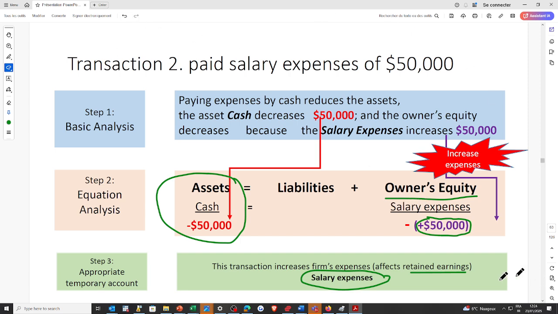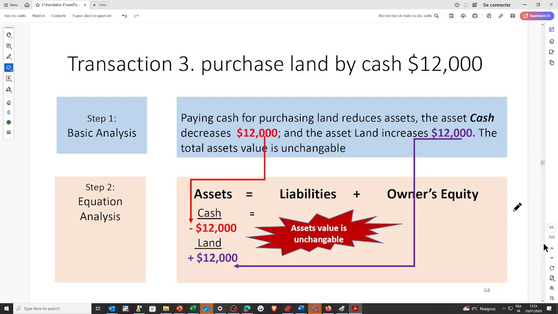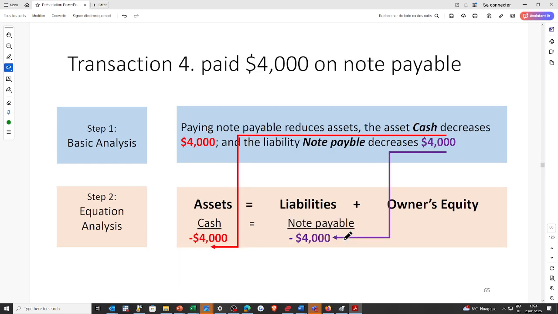Now we look at another transaction. In this transaction, you purchase the land by cash. I think that could repeat many times. When you purchase the land by cash, there's no effect on the total assets. However, the cash will decrease by the same amount that the land increases, right? So that's the reason why we can visualize this. Okay.